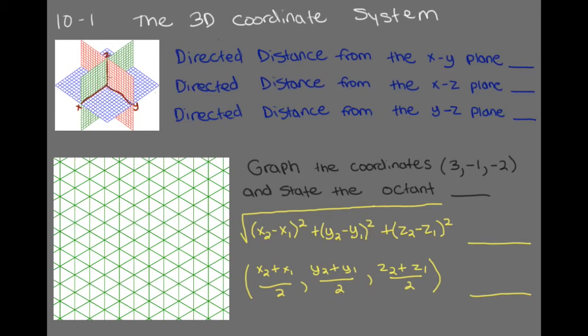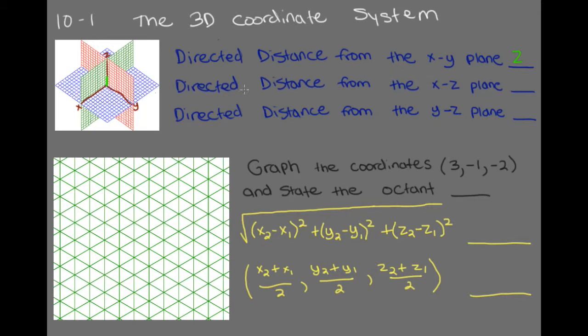So if we go up in this direction we have here, we're basically moving on the z-axis. So the directed distance from the xy plane ends up being z because it's how far we're going from the xy plane. If we're going 1 unit up from the xy plane, the z value would be 1. If we're moving 1 unit down, that would be -1.